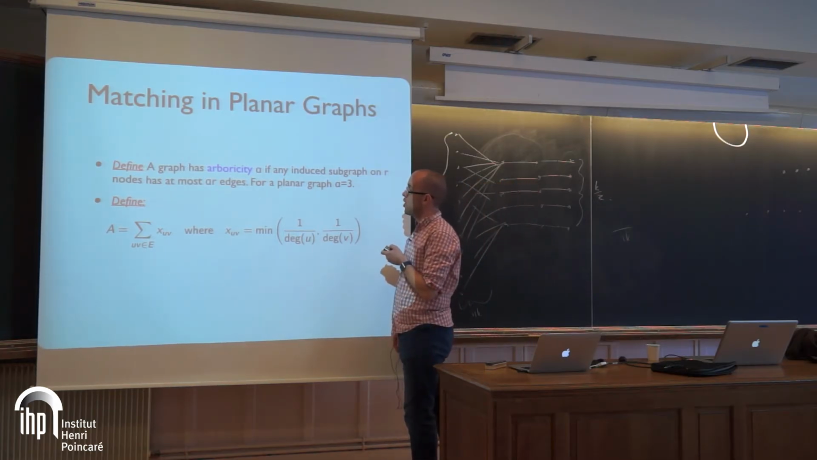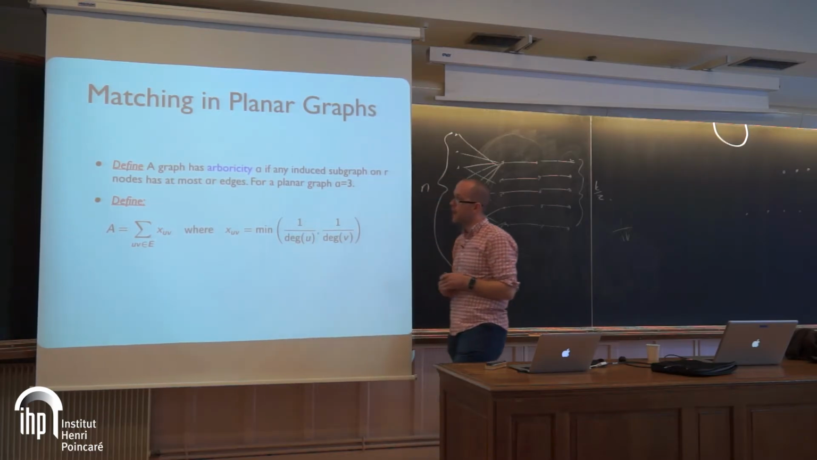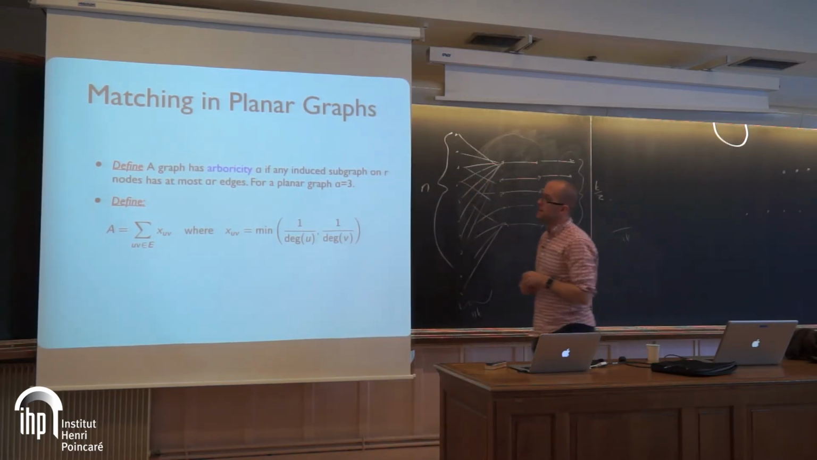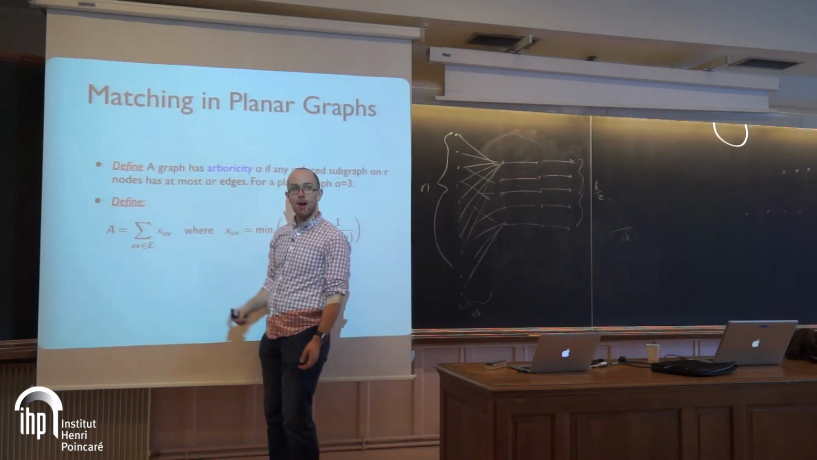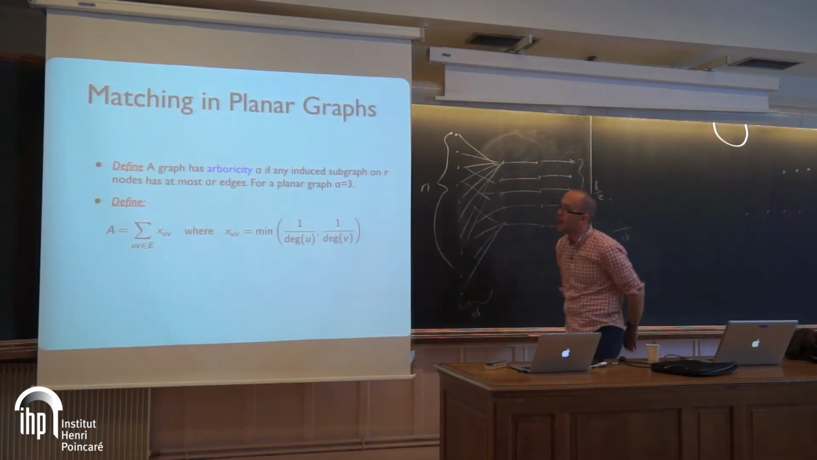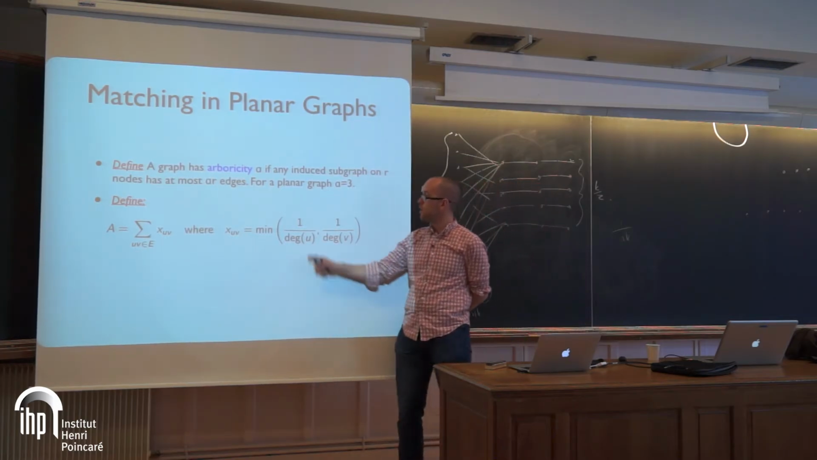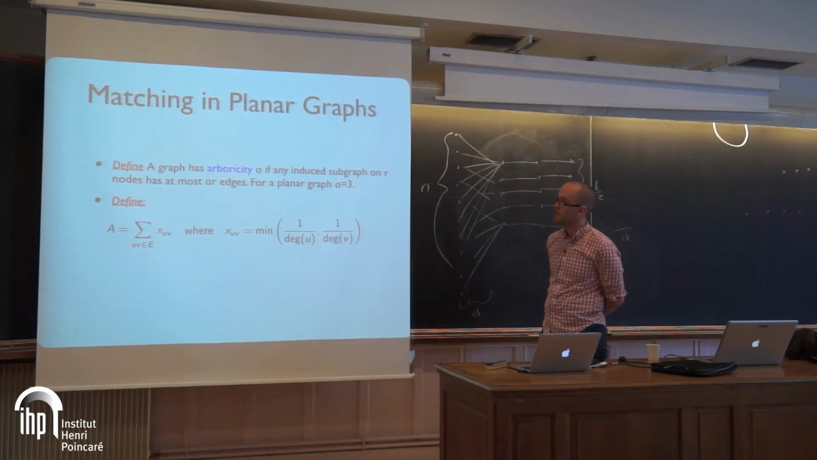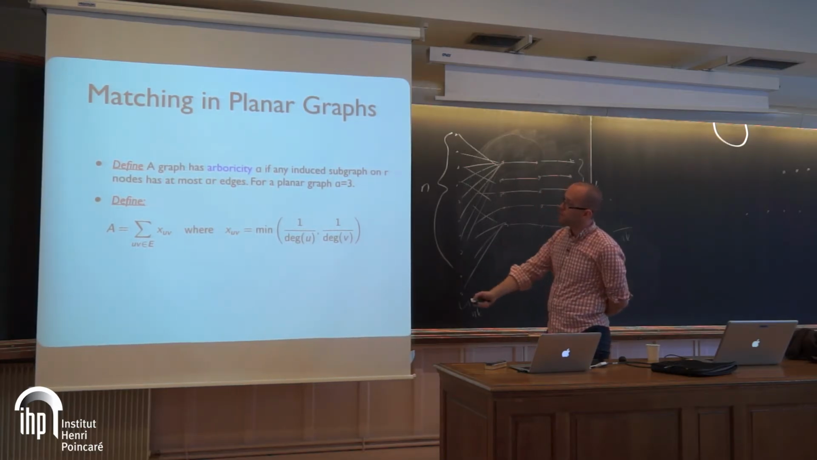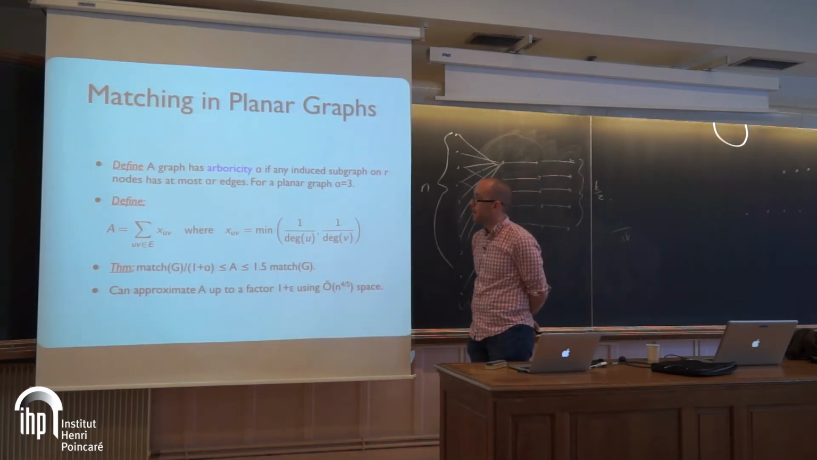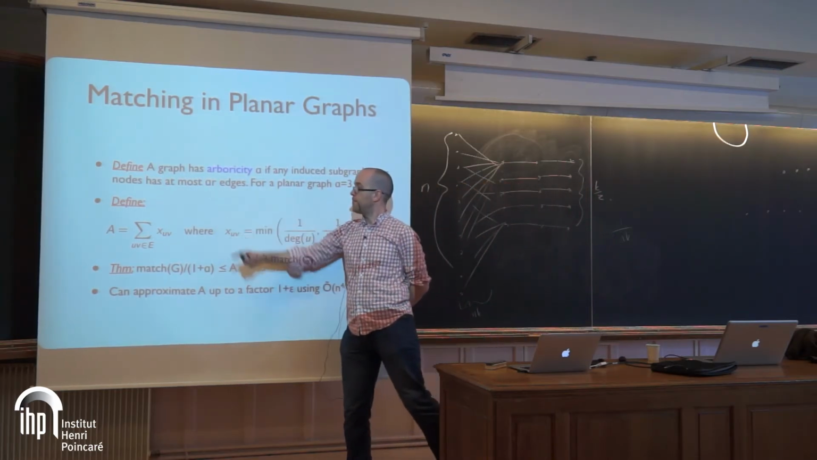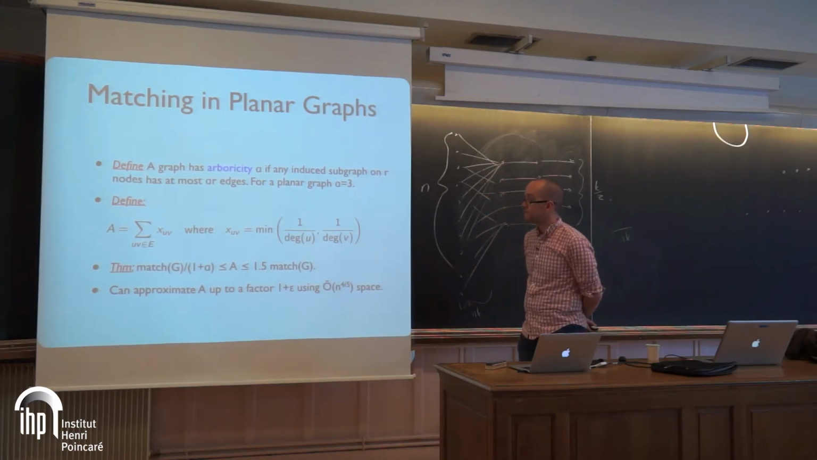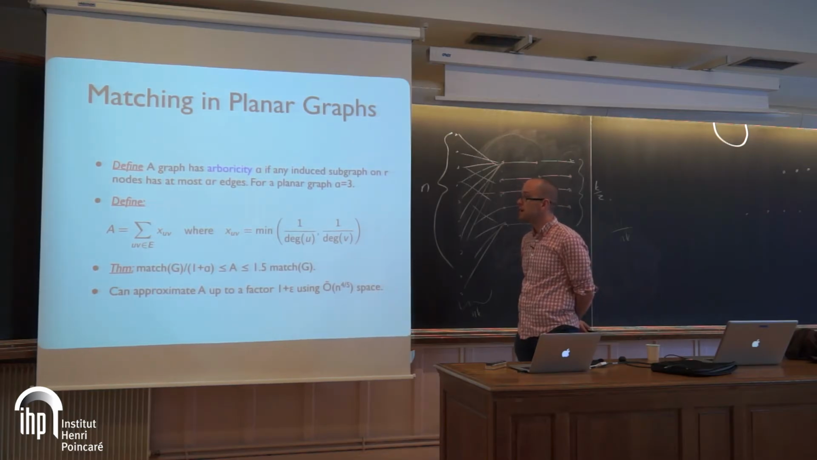For example, there's a result that says it's possible to partition the edges of a planar graph into at most three disjoint forests. Okay. Our main contribution here is not so much algorithmic, but more structural. So we define this quantity, A. A is a sum over all edges in the graph, and each entry of the sum, X_uv, is just the minimum of 1 over the degree of u and 1 over the degree of v. Okay?